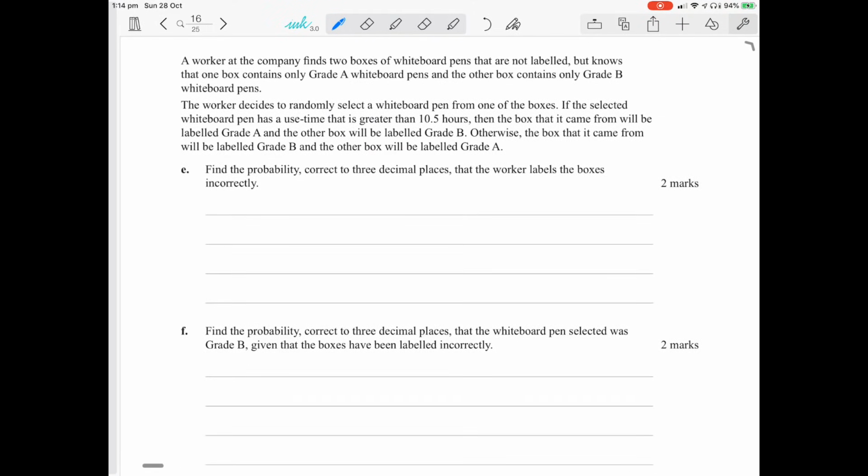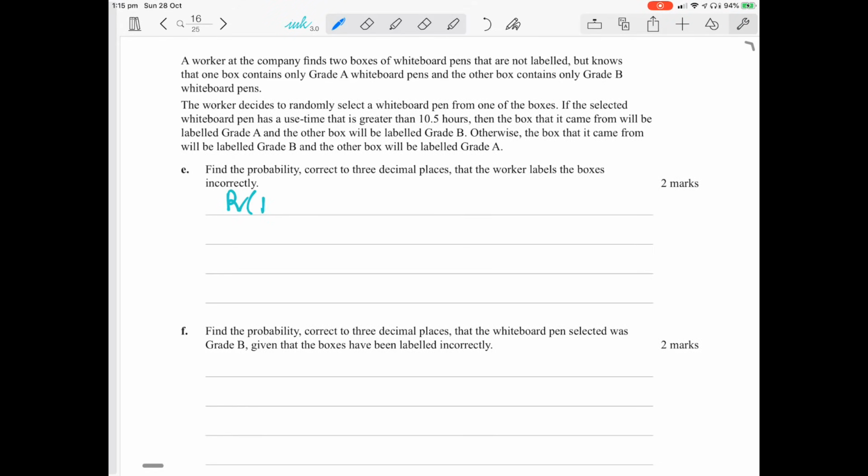Okay, a worker at a company finds 2 boxes of whiteboard pens that are not labelled, but knows that one box contains only grade A whiteboard pens and the other box contains only grade B. The worker decides to randomly select a whiteboard pen from one of the boxes. If the selected pen has a use time greater than 10.5, then the box it came from will be labelled grade A, and the other box will be labelled grade B. Otherwise, the box it came from will be labelled grade B, and the other box will be labelled grade A. Find the probability that the worker labels the boxes incorrectly.